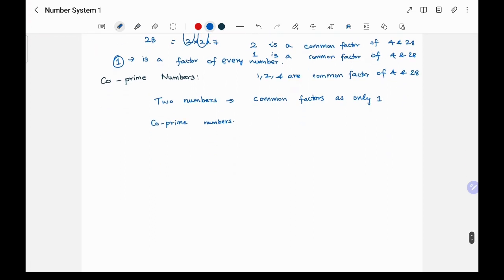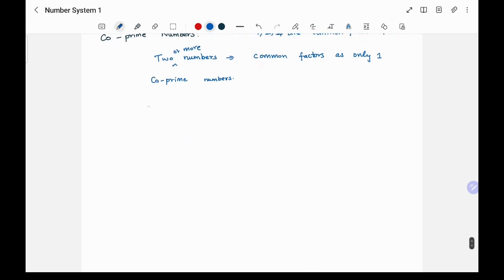Okay, so now coming back. I said co-prime numbers are 2 or more numbers having common factors as only 1. So the only common factor is 1. I'll give you an example. Take 10 and let's say 21. So 10 is a composite number. 21 is also a composite number.